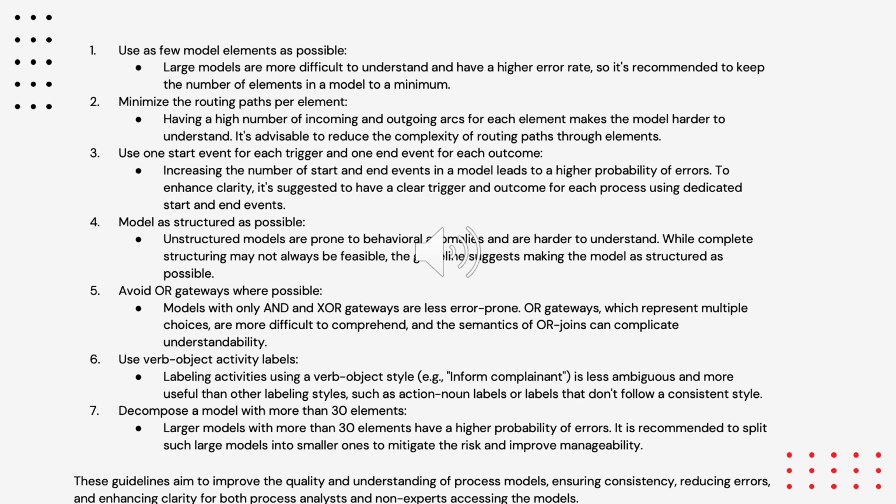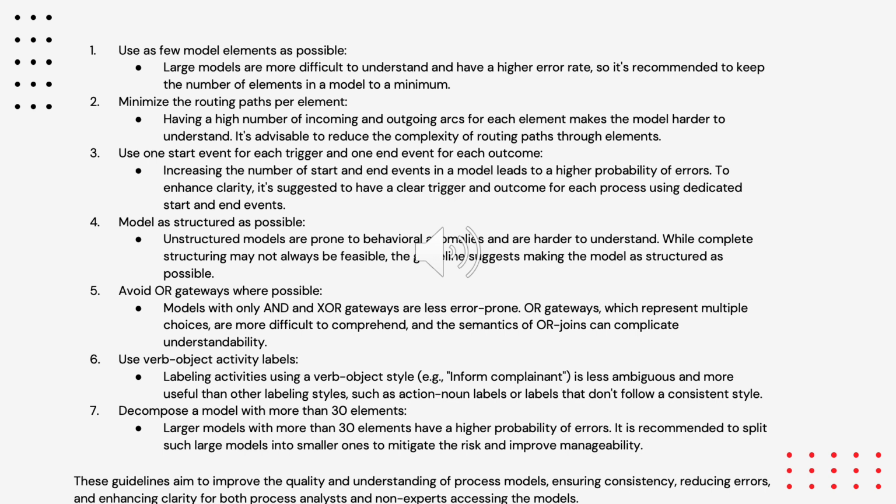And the fifth one is avoid OR gates where possible. Models with only AND and XOR gateways are less error prone. OR gateways, which represent multiple choices, are more difficult to comprehend, and the semantics of OR joins can complicate understandability.